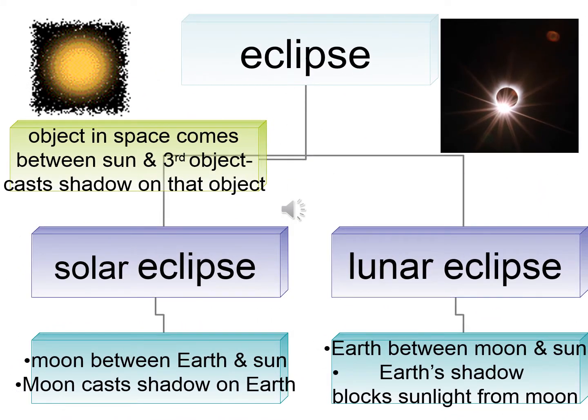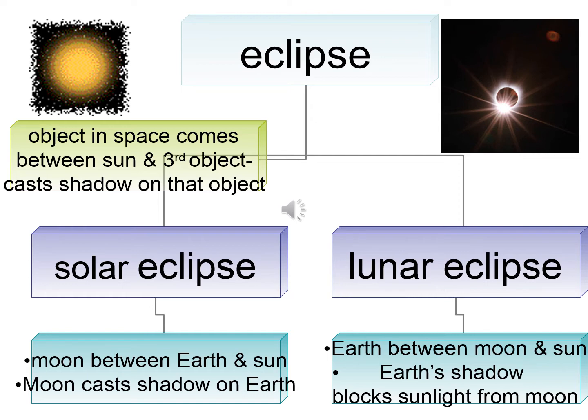Now we will speak about the eclipse. An eclipse is when an object in space comes between the sun and a third object. It casts a shadow on the object. And we have two main kinds of eclipse: solar eclipse, repeat after me, solar eclipse and lunar eclipse.